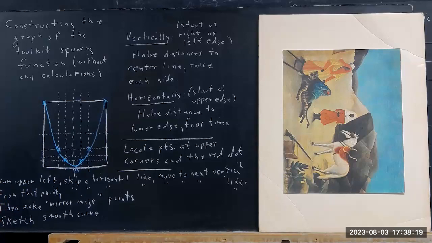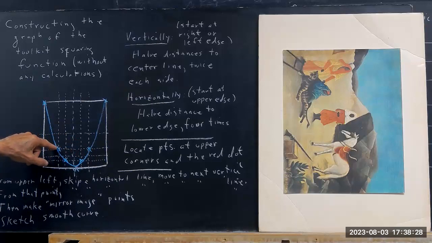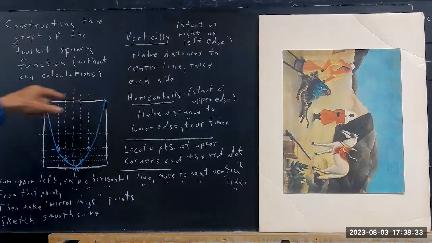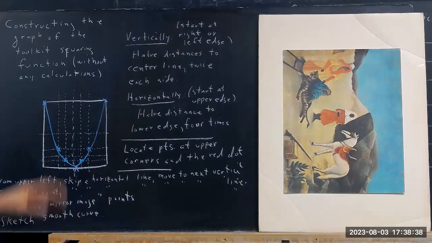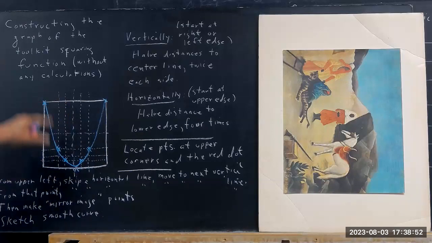Then we make our mirror image points. Mirror image through the center line. This point is a mirror image of this. This point is a mirror image of this. There are other ways you can think of that, but there it is. And of course, this point is a mirror image of this, and the red dot is its own mirror image. So that this is a symmetric graph. Our result is a graph that's symmetric with respect to our vertical line that's supposed to go through the red dot. In my case, it didn't.